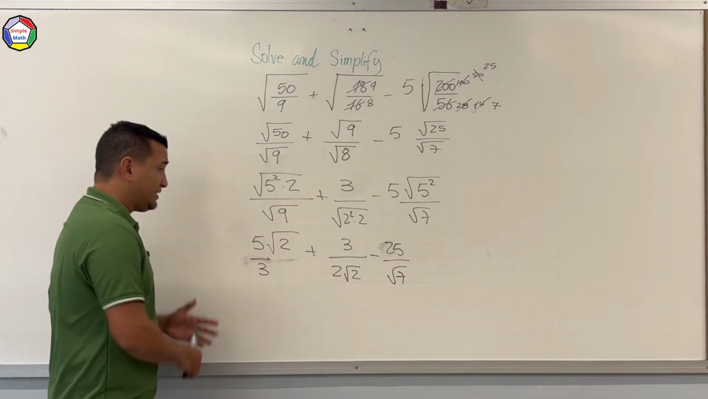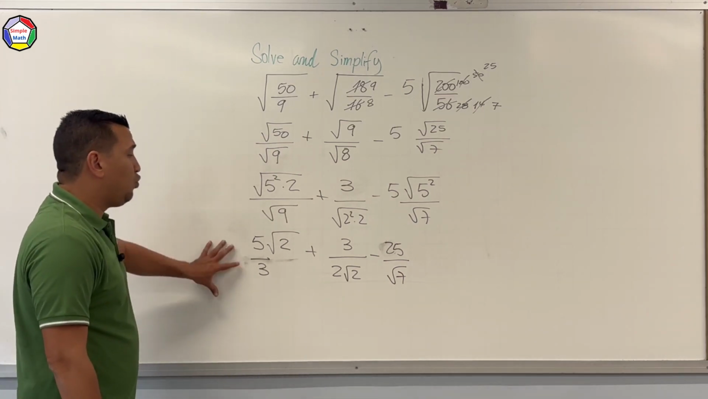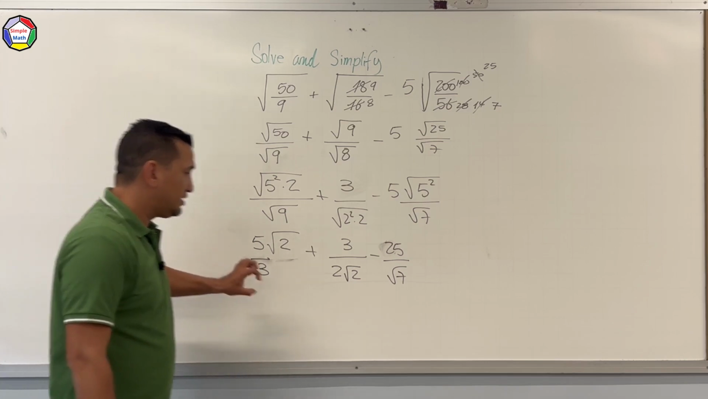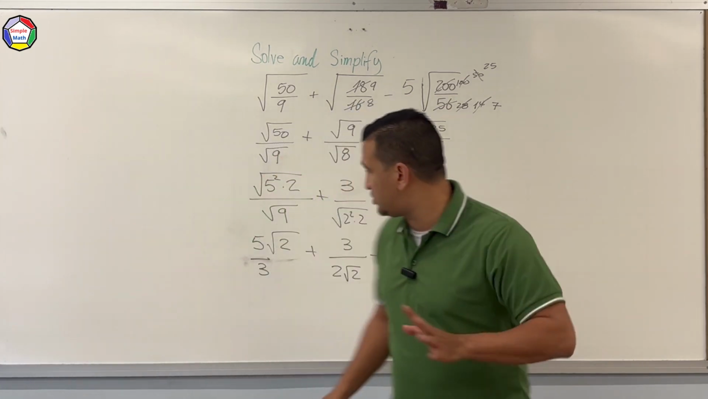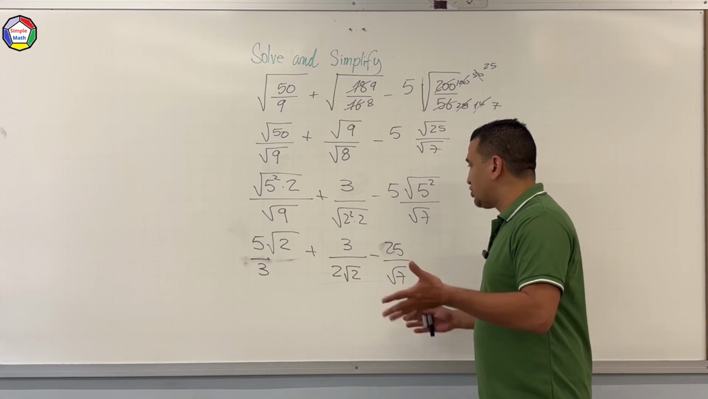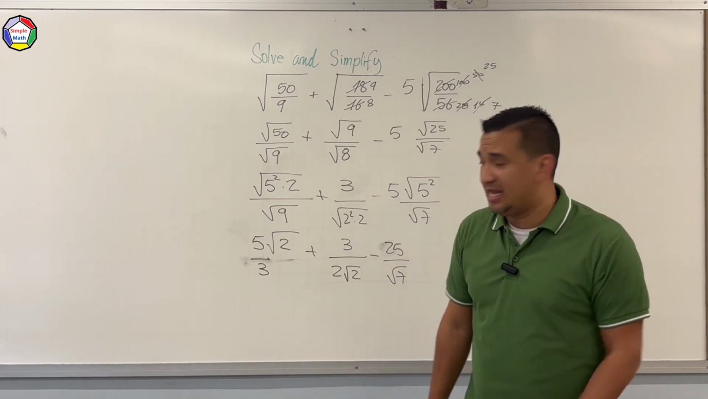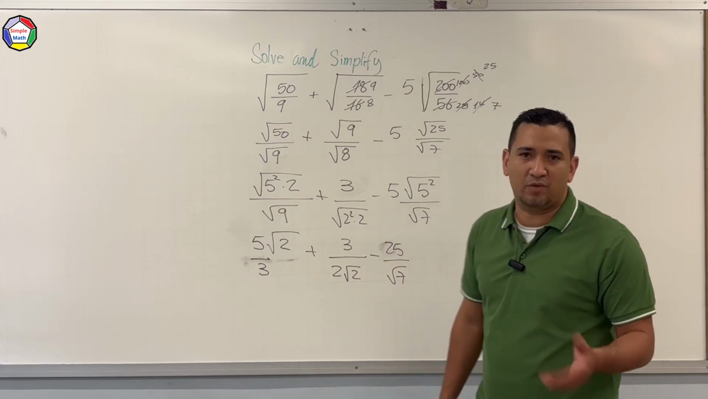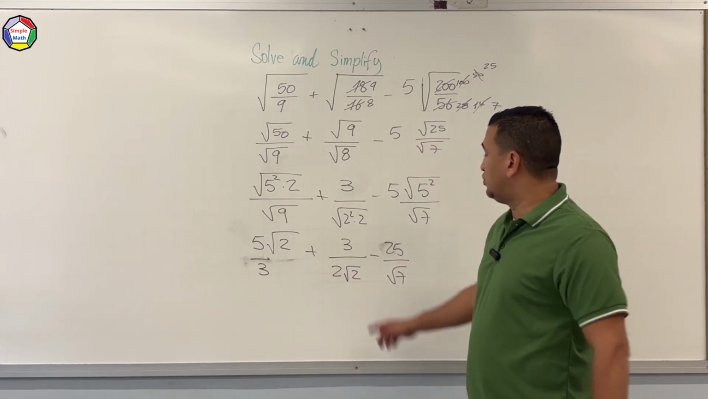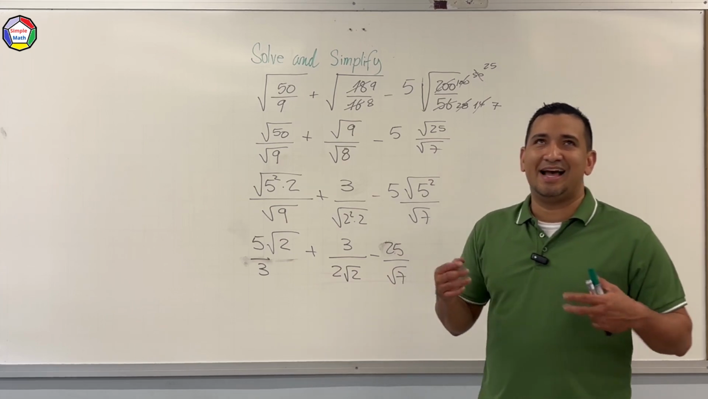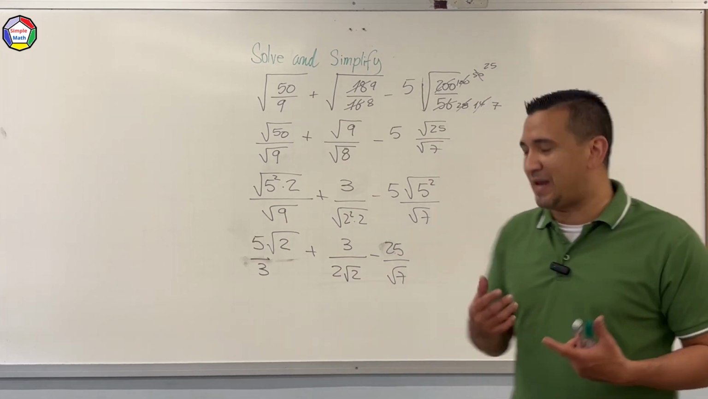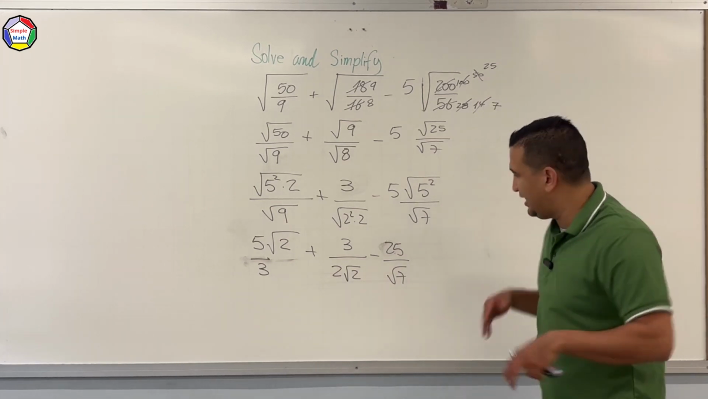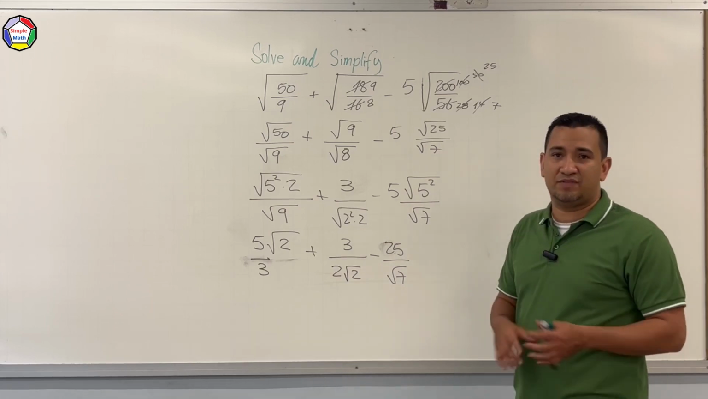If you see, guys, in this particular exercise, we don't have like terms. So we have to leave the exercise like it is. There's nothing we can do. Well, actually, we can do something, we can do rationalization, but that is another topic that I will explain in the future. So far, let's say that this is the answer of the exercise.